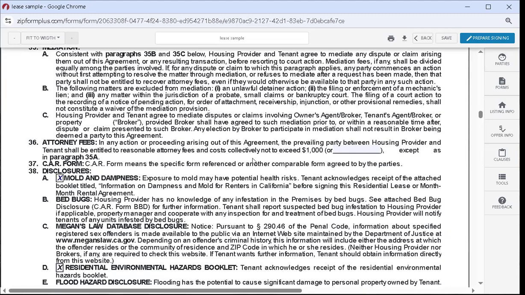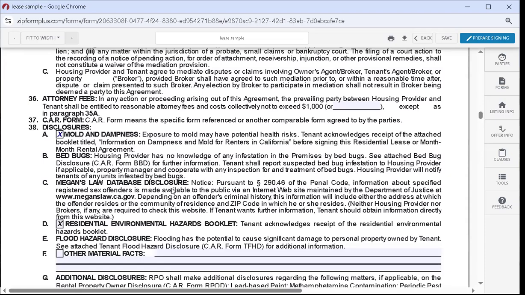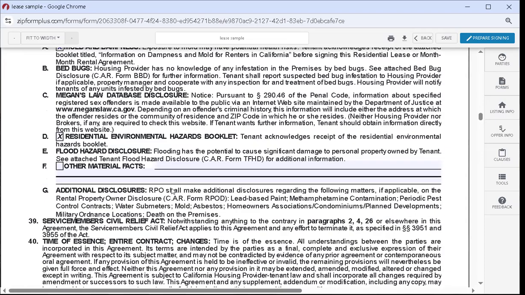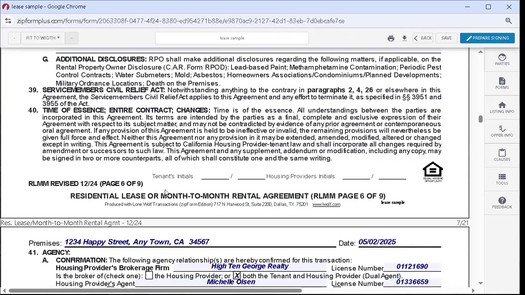If any action or proceeding arises out of this agreement, the prevailing party between the housing provider and tenant shall be entitled to reasonable attorney fees and costs, collectively not to exceed $1,000. That is where it defaults, so you can amend that. It's up to the homeowner or the property owner. So make sure you're addressing all this, so they know you're looking at your contract, okay?